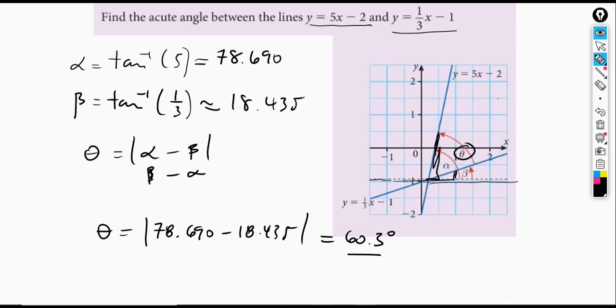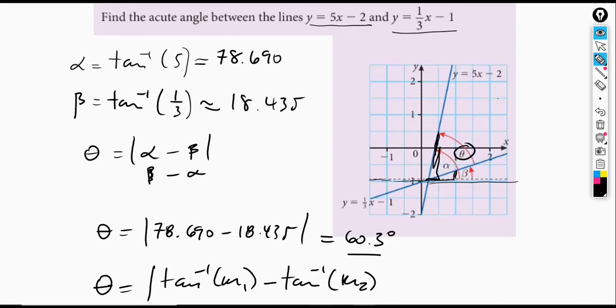Now, we can generalize saying that an acute angle between two lines is going to equal the absolute value of the difference between the inverse tangent of their slope. So if I have one line with slope m1, find the inverse tangent of that and subtract it from the other line. Same situation, inverse tangent of the slope of the other line. Notice that it doesn't matter in which order, because this is the absolute value. So this gives us a general formula to find that angle in a more direct way.